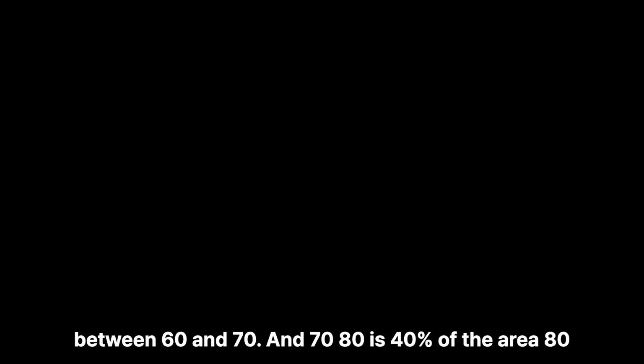I see. So in this example, the bar for scores 60-70 takes up 10% of the area, meaning 10% of students score between 60 and 70. And 70-80 is 40% of the area, 80-90 is 30%, and 90-100 is 20%. Exactly. It really drives home that key idea. In a histogram, relative area equals relative frequency. That's powerful. Even without exact numbers, the shape and proportions tell the story.